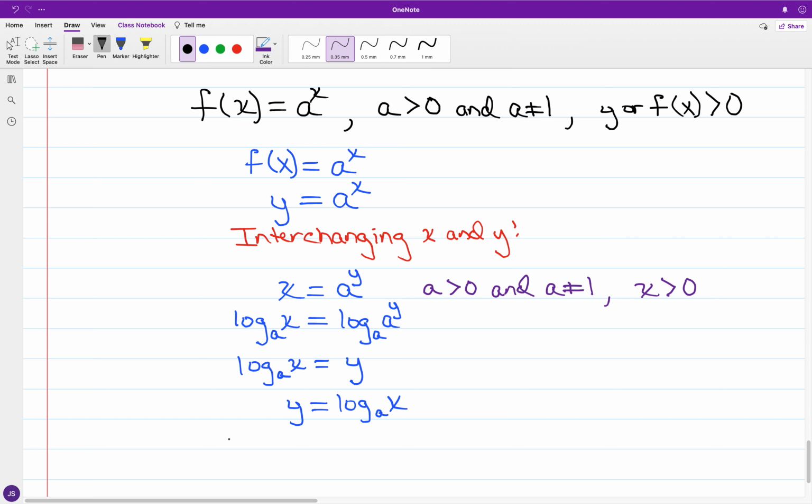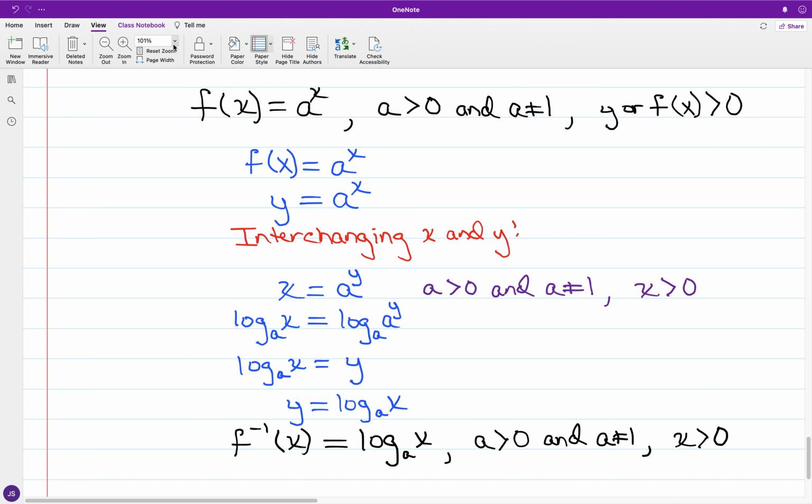And so for what the inverse is going to be, we're going to have the inverse of f of x is equal to the base a logarithm of x. And again, a is now going from exponential to logarithmic base. It is still going to be a positive value with the exception of 1. And again, this time the x has to be positive.